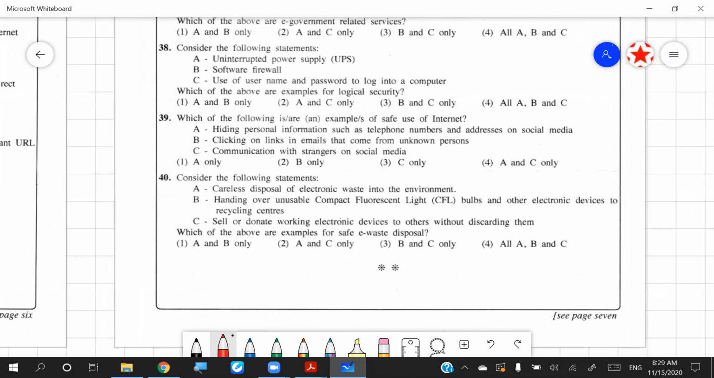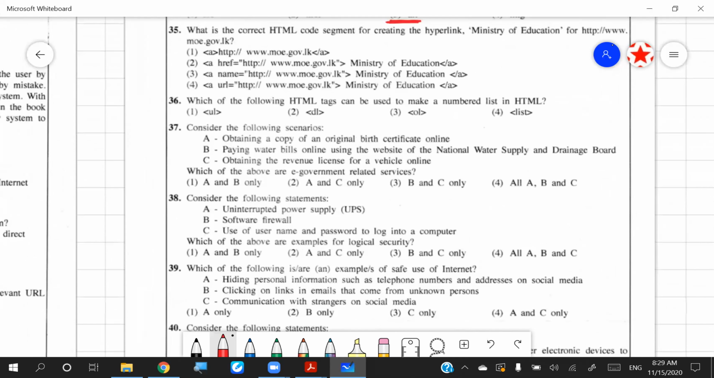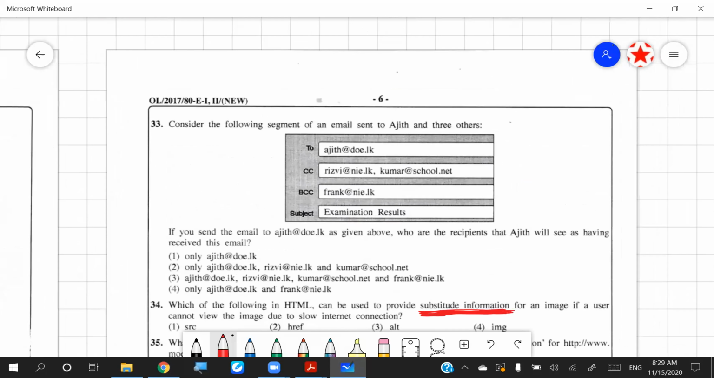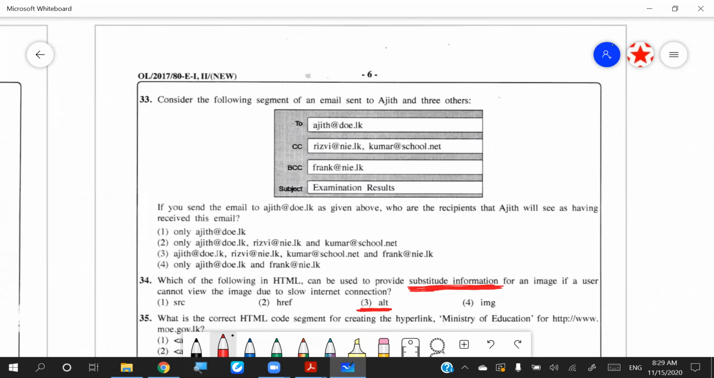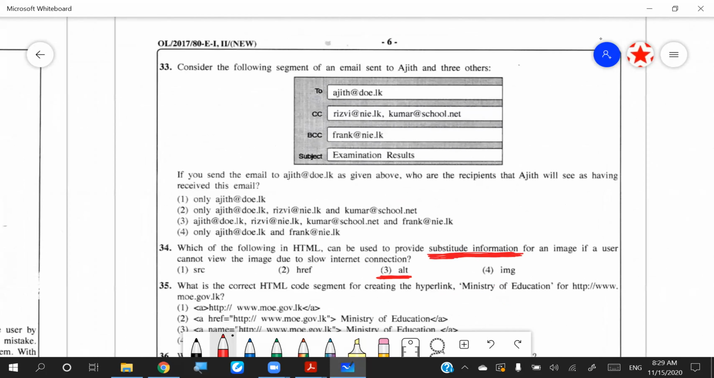37. All right, okay. Duneli, yes, I will. Let's go to 33. Duneli is asking us to do 33. Okay, here it goes. Consider the following segment of an email sent to Ajit and 3 others. If you send the email to Ajit at doe.lk as given above, who are the recipients that Ajit will see as having received this email?